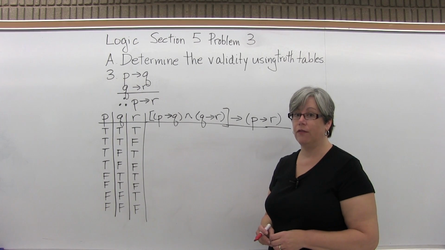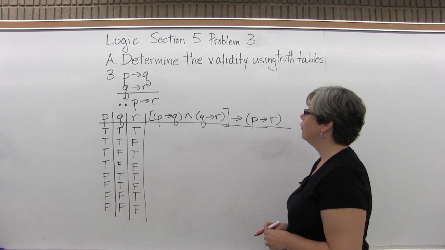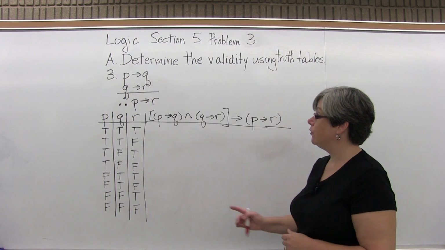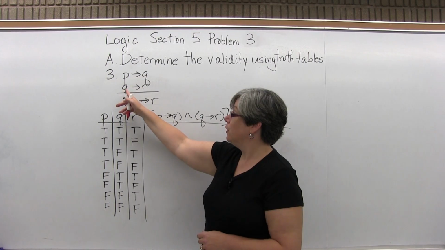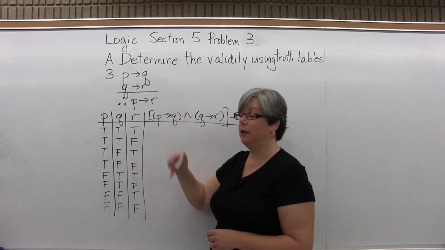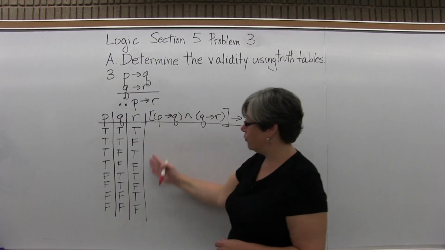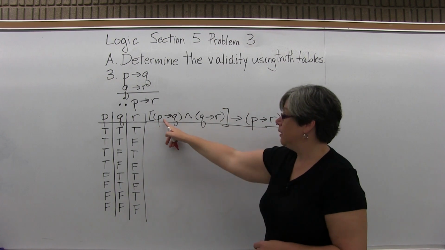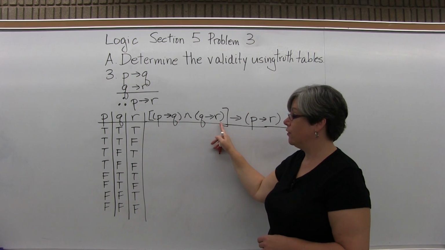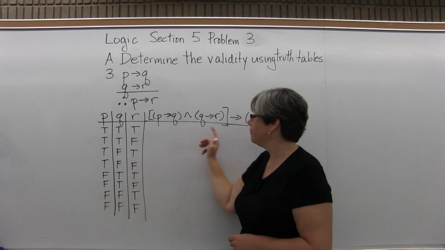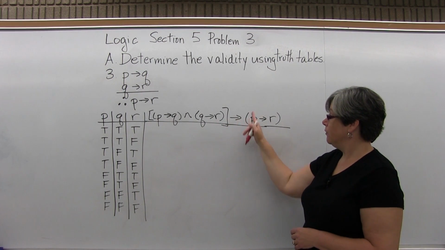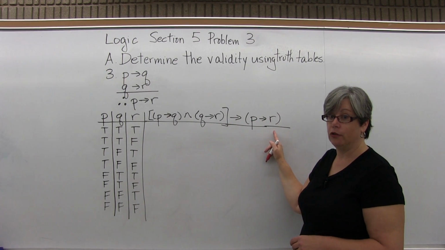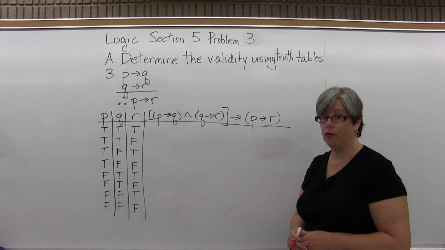This is Logic, Section 5, Problem 3. Determine the validity using truth tables. P implies Q, Q implies R, therefore P implies R. So we have our truth table set up with our P implies Q and Q implies R, both inside the brackets. And then it's if-then to the P implies R, our conclusion. So we're going to start by bringing down all the truth values.